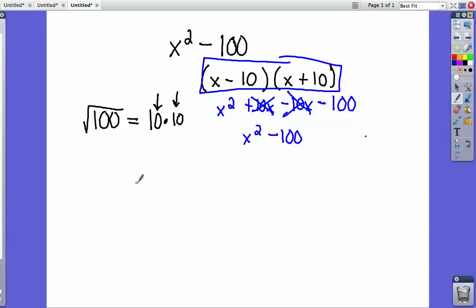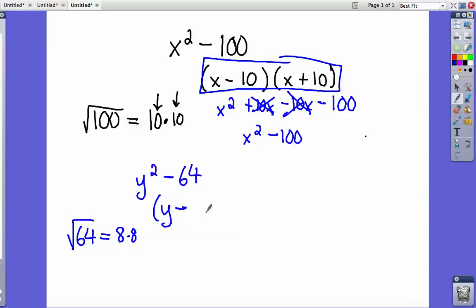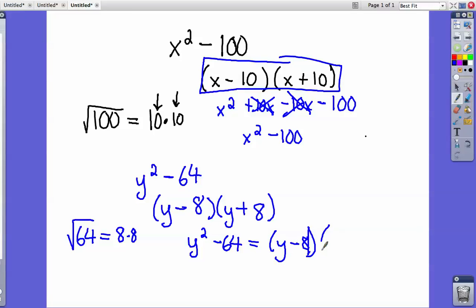It would be the same thing if you had y squared minus 64. Well, if you take the square root of 64, it's going to equal 8, because 8 times 8 equals 64. So the same thing here, you're going to have y minus something times y plus something. It's going to be minus 8 and plus 8. So y squared minus 64 is going to equal y minus 8, and then y plus 8.